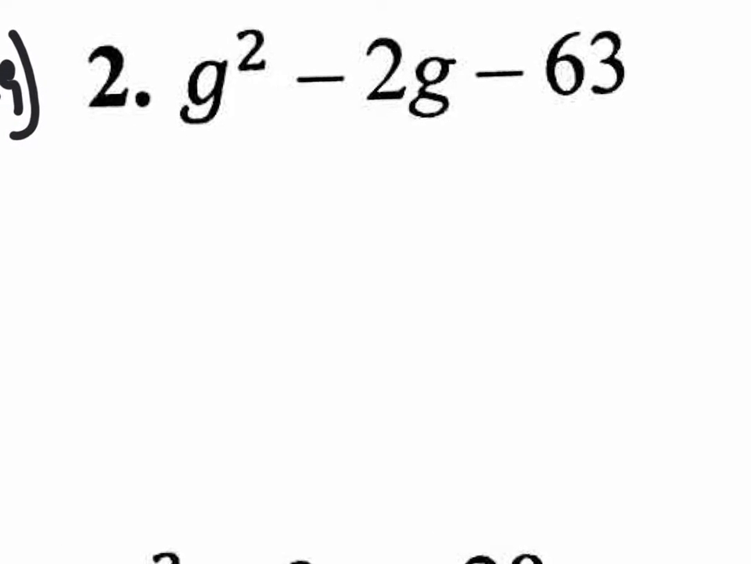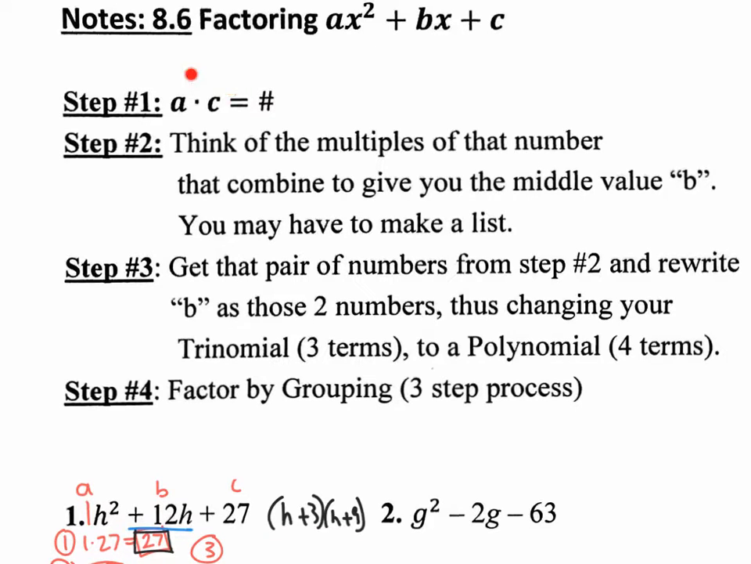Now you guys should have your notes already. The notes are right there. Step 1, multiply A times C. Step 2, make a list, right? And maybe on your notes you want to underline make a list. Okay? And what kind of list? You want to think of the multiples of the number from step 1 that combine to give you the middle value B. If you make a list, it'll be easier to see which pair of numbers combines to give you the middle number B. Once you find that pair of numbers, you jump to step 3 and you change your middle term into 2 terms, thus turning your trinomial into a polynomial, 4 terms, and then you factor by grouping at the very end.